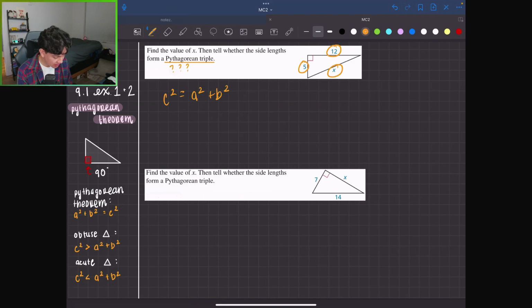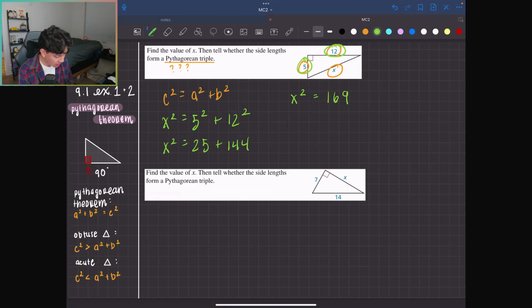C here is going to be our hypotenuse. We don't know what c is, so we're just going to say x. So x squared equals, well, our a value doesn't really matter here. Feel free to choose whichever one. I'm going to say 5, so 5 squared, plus our b value will be the other side, 12 squared. Then we're just going to solve for the variable x. So x squared equals, well, 5 squared is 25, and 12 squared is going to be 144. And then let's finish this off. X squared is going to equal 25 plus 144, which is 169.